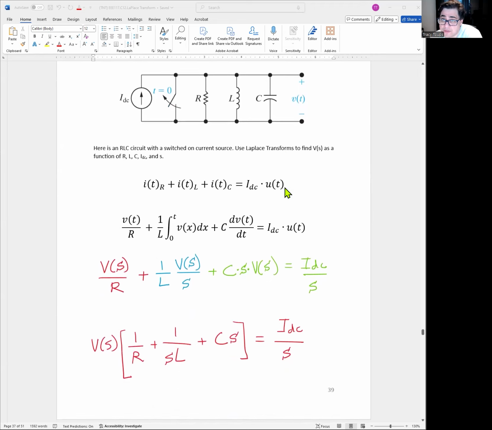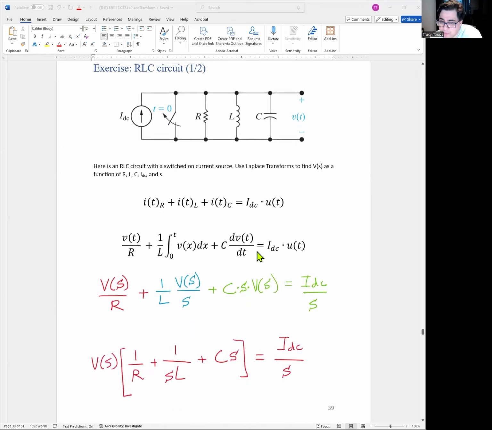All right, so first, we have our time domain function, V of t over R plus 1 over L integral of V of x dx plus C dV/dt is equal to IDC times step function u of t. We need to convert this with a Laplace transform because they're all added together. We could do each one by one. V of t over R is V of s over R, so it's a direct conversion. 1 over L carries with us. Integral is divided by s, and we just carry over V of s.